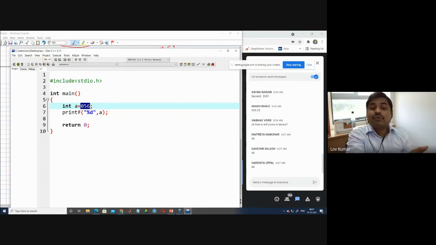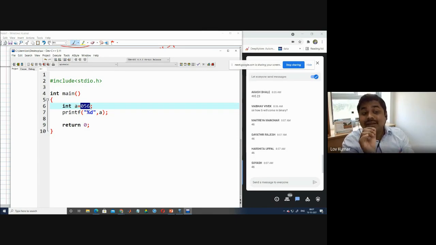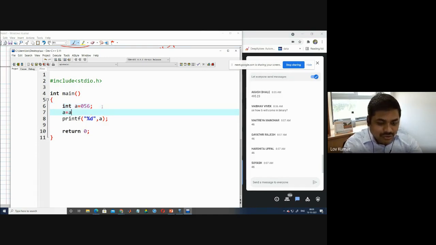If you are going to appear for the placement exam or the GATE exam, first you have to check the number system. This is not like 56. If you are writing int a = 056, this is not 56. This is actually 46. Sometimes it will be given like a = a + 10. After that you are adding 10 to a.